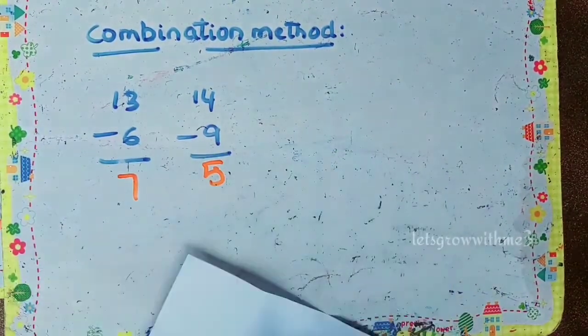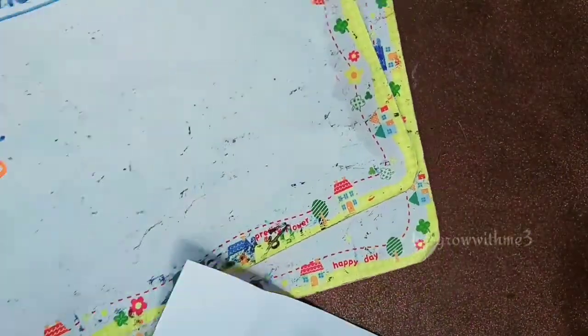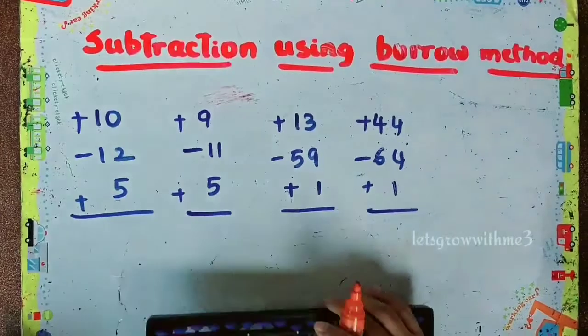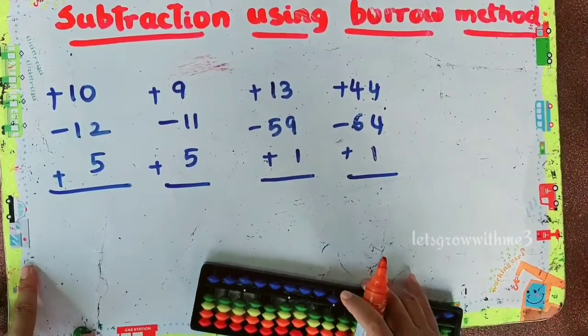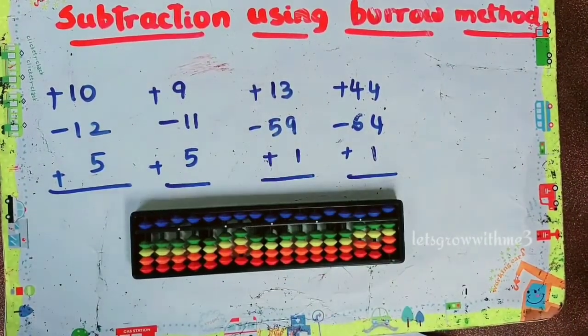So here, in all the problems we have done, we didn't take any borrow. We need not take any, because we have all the values more than what we need to subtract. Now let's do subtraction using the borrow method.